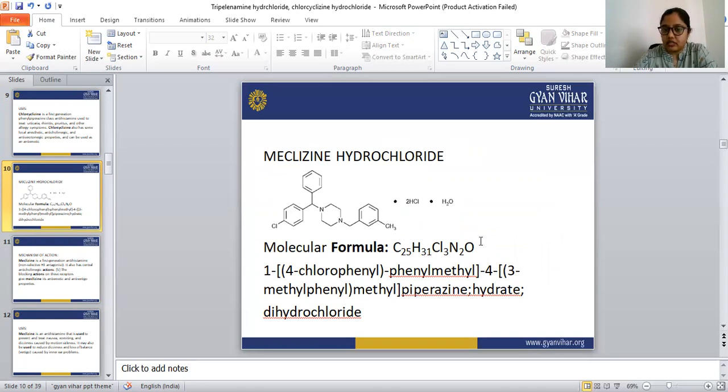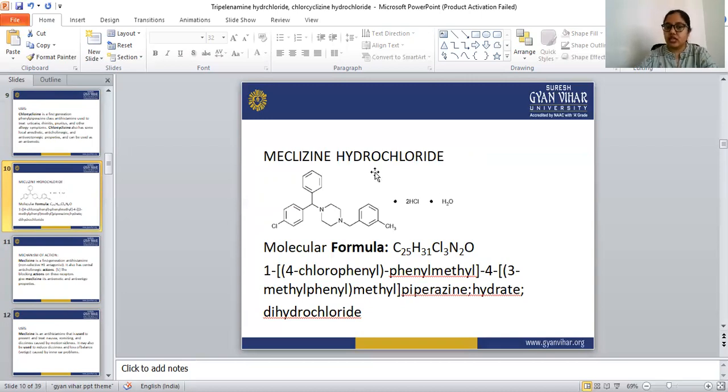C25H31Cl3N2O. So it contains 25 carbons, 31 hydrogens, and 3 chlorines. 3 chlorines means it is a dihydrochloride: 2 HCl means 2 H here and 2 chlorines. So here 2 chlorines and this 1 chlorine make 3 chlorines. So this contains 3 chlorine atoms, 2 nitrogen atoms, and 1 oxygen atom, that is here 1 oxygen atom.